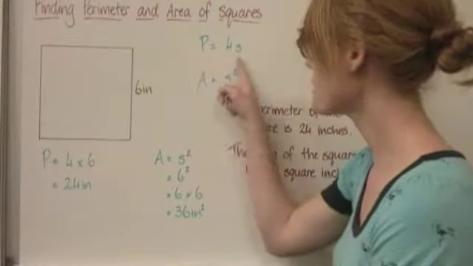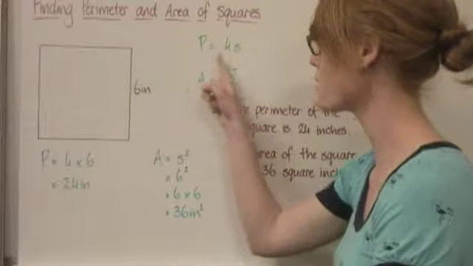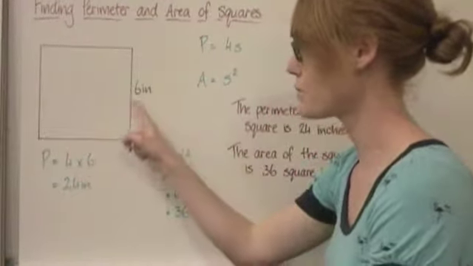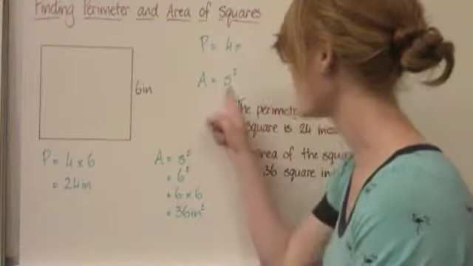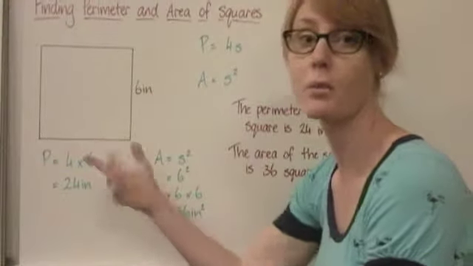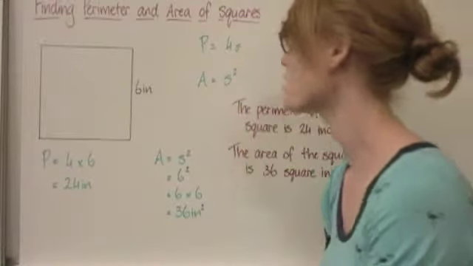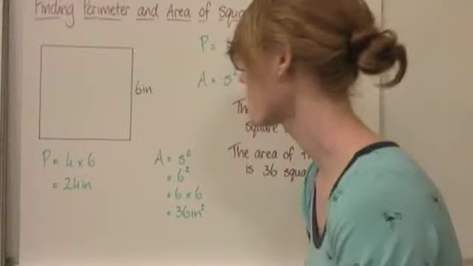So the formulas that we follow for the perimeter and area of a square are: perimeter equals 4s, because we are simply adding the side measurement 4 times, and area equals side squared, because we are multiplying the length by the width, and in this case they're both the same measurement, so we can just multiply the side by itself, side squared.